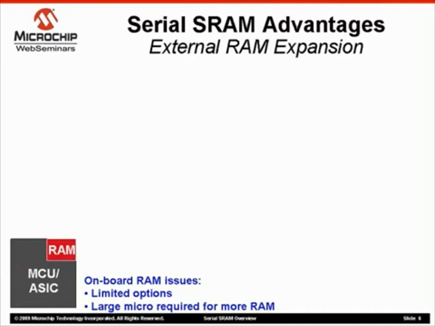First, you could buy a larger micro. But since there are limited RAM options in most micros, this probably means a more expensive device. And if you are only buying a larger micro to get the extra RAM, you're also probably paying for extra features that you don't need. And a larger micro also requires more board space.